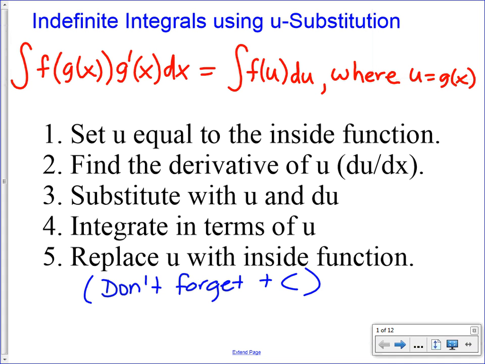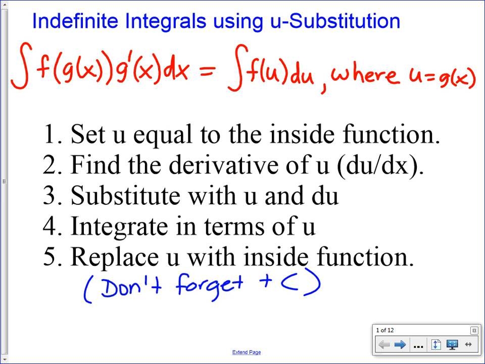Hi everyone. In this video we're going to look at a method called u-substitution for finding indefinite integrals. You can think of this as finding the antiderivative of the chain rule. It's like working backwards from the chain rule.